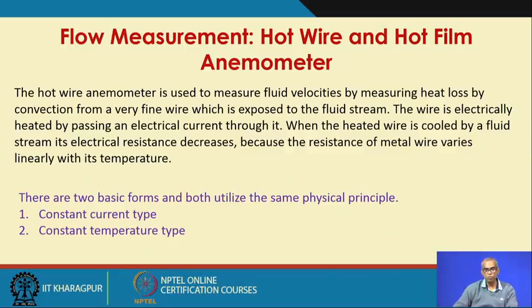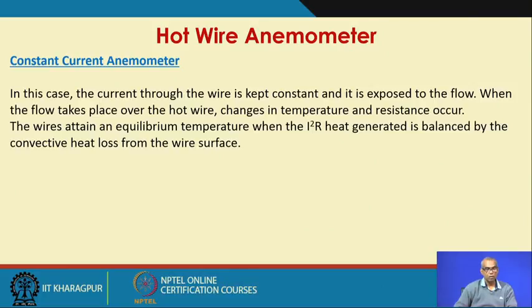There are two basic forms of hot wire or hot film anemometers, and both utilize the same physical principle, constant current type and constant temperature type. Let us first talk about constant current anemometer. In this case, the current through the wire is kept constant and it is exposed to the flow. When the flow takes place over the hot wire, changes in temperature and resistance occur.